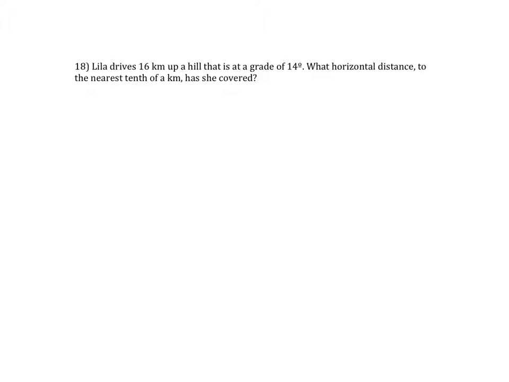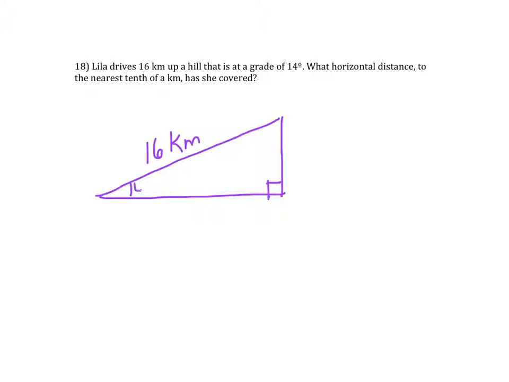Okay, number 18, it says Lila drives 16 kilometers up a hill. So this is a road going up a hill. She drives 16 kilometers up this hill. That is a grade of 14 degrees. So this angle right here, an angle of elevation, is 14 degrees. And we're asked to find the horizontal distance to the nearest tenth of a kilometer that she's covered. This would be the horizontal distance. This over here would be the vertical distance. So we're solving for x. For that angle of 14 degrees, x is the adjacent side, and 16 kilometers is the hypotenuse. Adjacent over hypotenuse leads us to cosine.